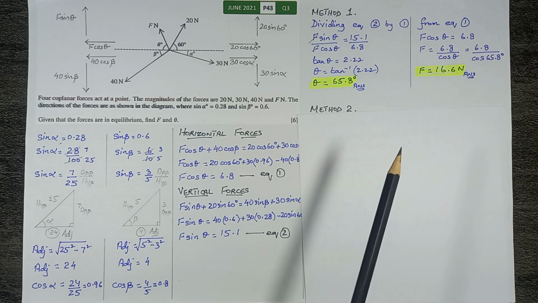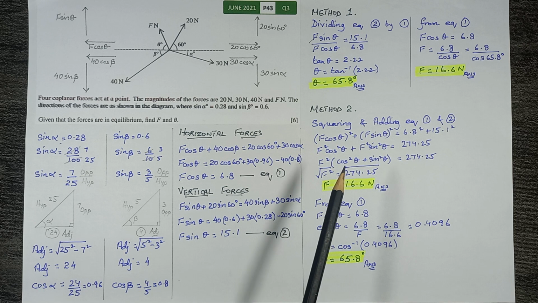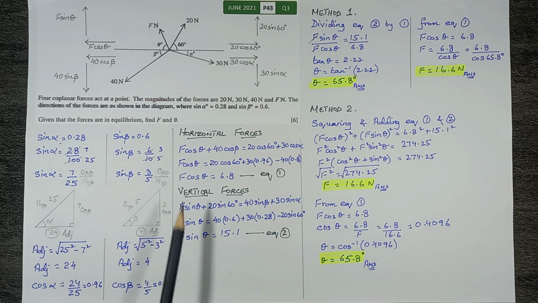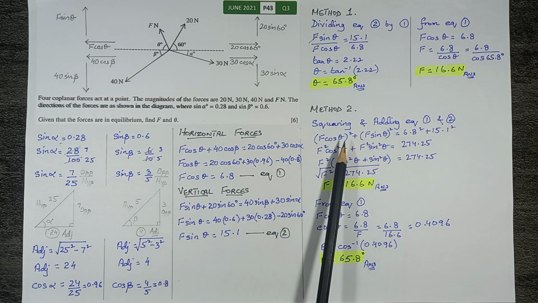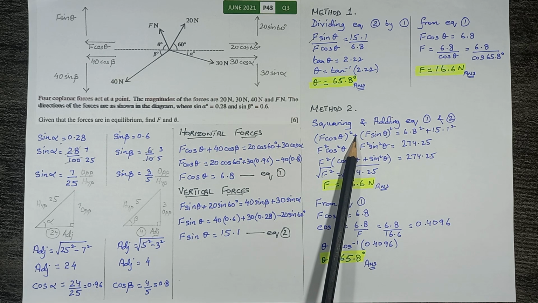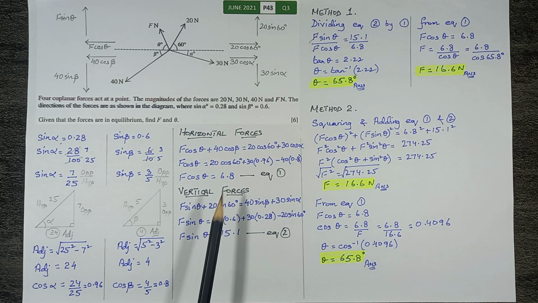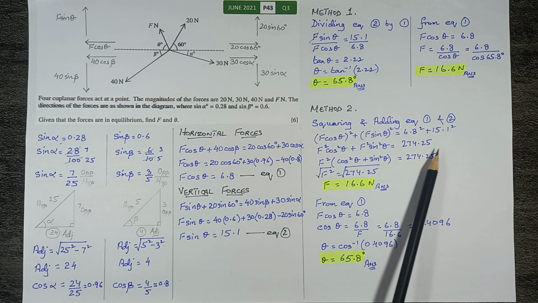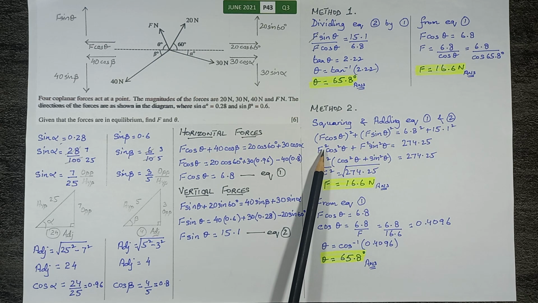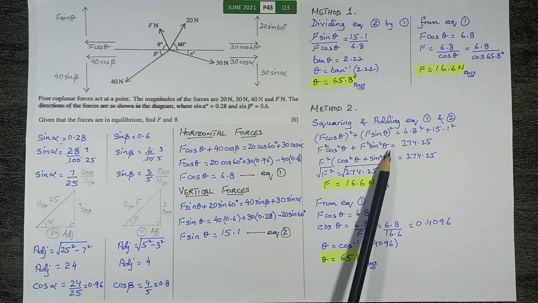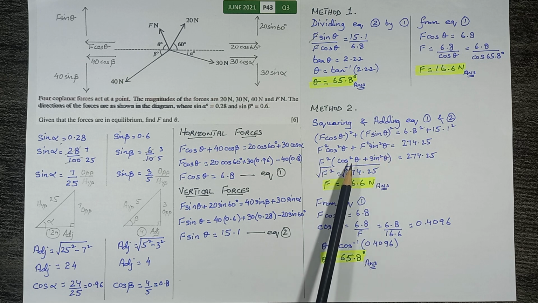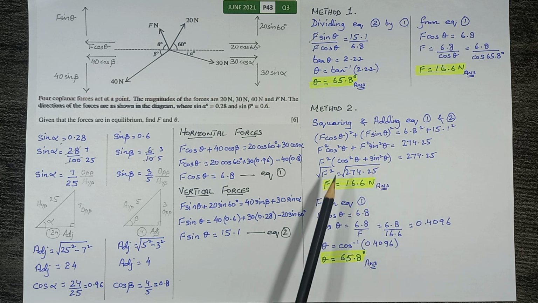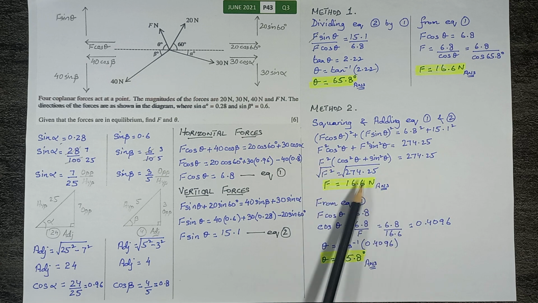The second method is also very easy, and that is squaring and adding equations 1 and 2. So we simply square them and then add them. We have F cos theta, F sin theta. So first square them and then add them, and the values also, 6.8 and 15.1, square them and add them. After simplifying, we have 274.25, and on the other side, it would be F squared cos squared theta plus F squared sin squared theta. Taking F squared as common, we have in the bracket cos squared theta plus sin squared theta, which is an identity, equal to 1, and therefore F squared would be equal to 274.25.